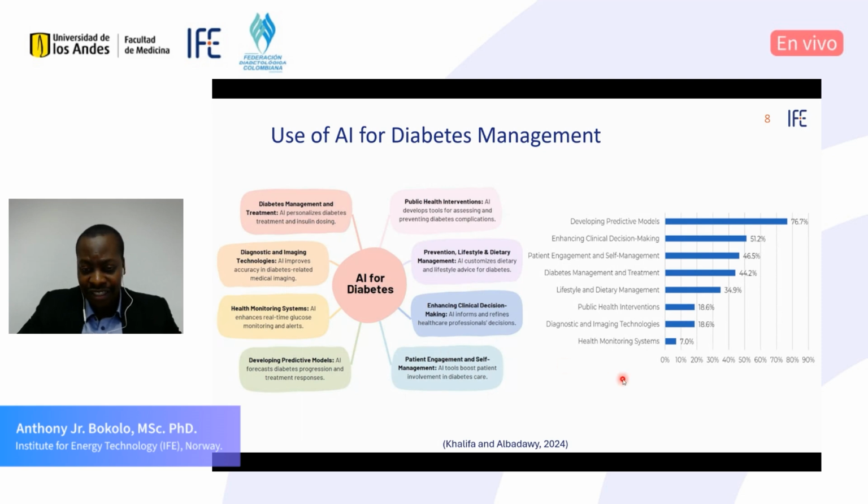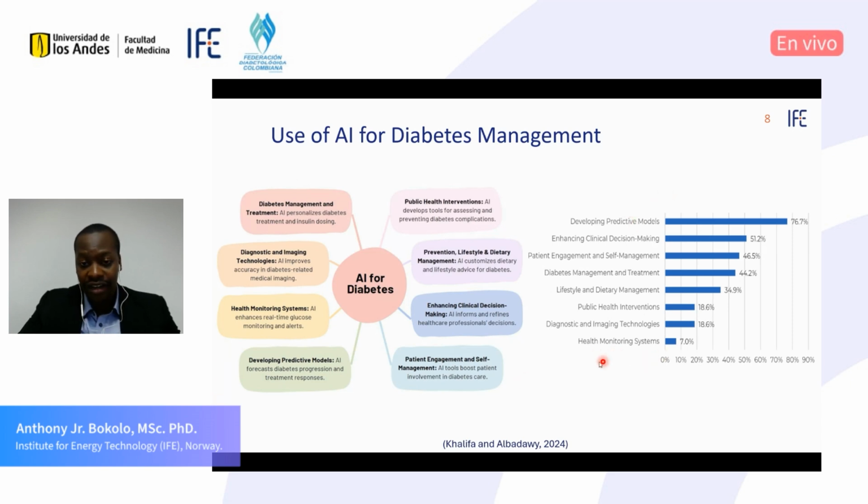So the findings from the research also showed, based on these areas I just showed now, which of these AI is mostly used more. And the result shows that AI is used mostly for developing predictive models using machine learning, different machine learning techniques, whereby AI is used to predict when treatment is to be carried out and to also monitor the state of the diabetes management. And lastly, AI is less used for health monitoring system.